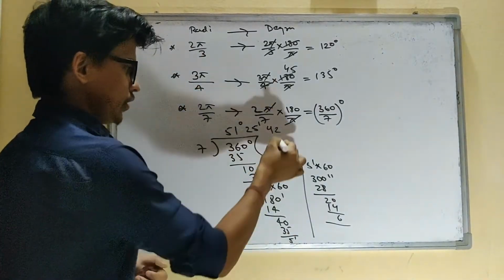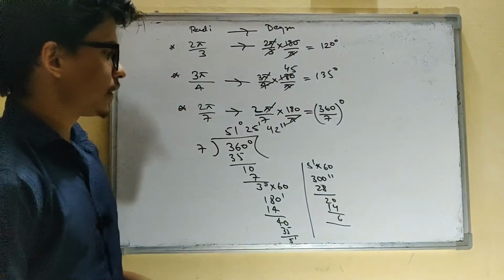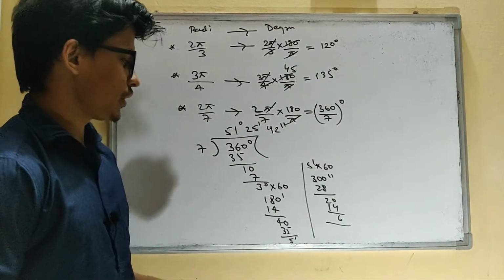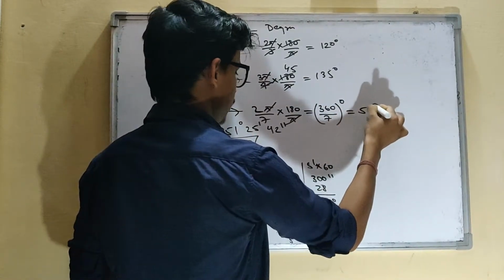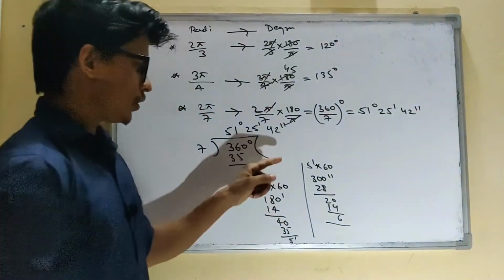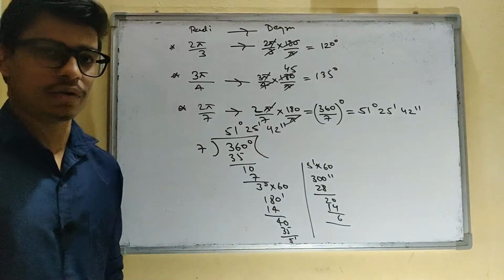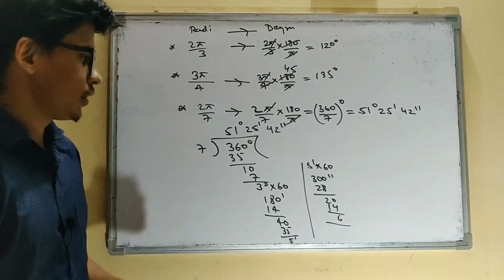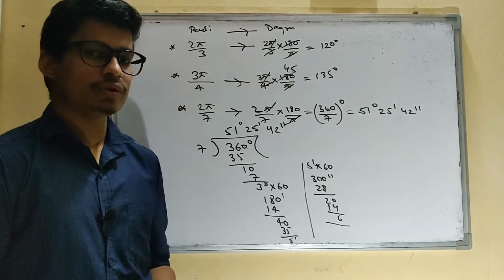Now just leave it over here, right? Because 42 seconds is going to be very small, you can just leave it here. So this is equal to 51 degree 25 minute and 42 second. You do not need to evaluate it further. You can just leave it over here.